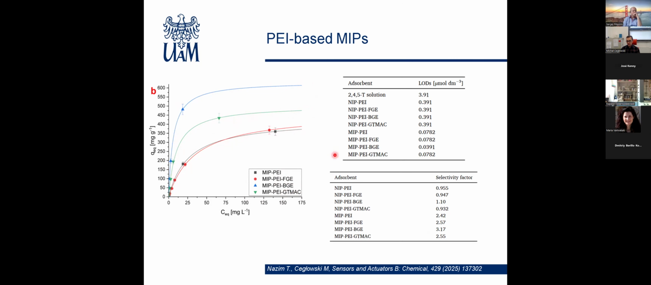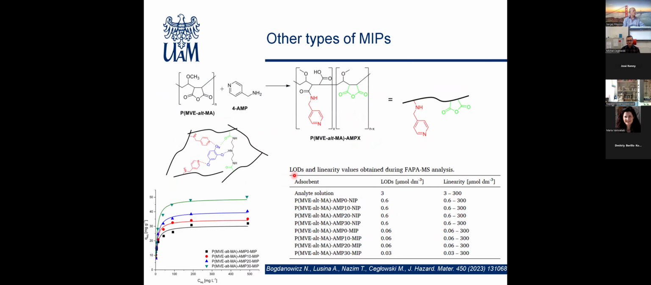The limit of detection was nicely improved only for the BGE, so actually this absorption capacity allowed us to improve the limit of detection. The other ones are still the same. And also the BGE functionalization improved the selectivity to a noticeable extent over the other 2 functionalization types.